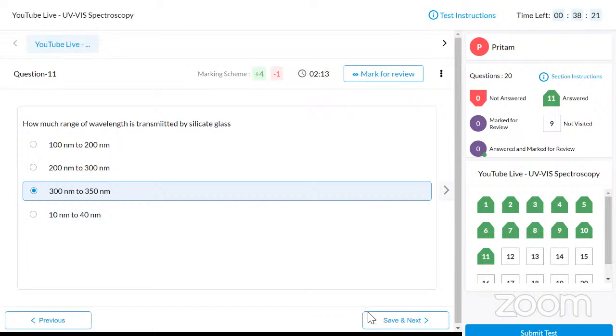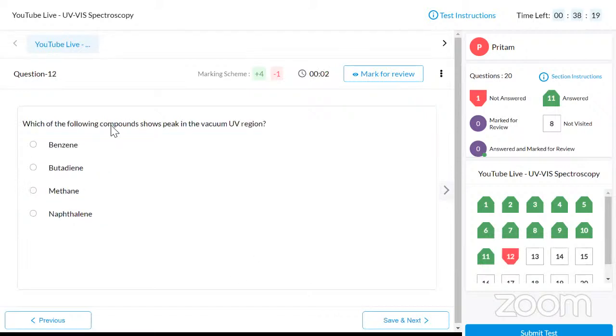So moving on to the next, which of the following compounds shows peak in the vacuum UV region? Option A, benzene. Option B, butadiene. Option C is methane, or is it option D, naphthalene? So now how do I approach this question?